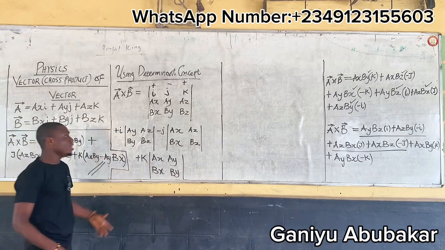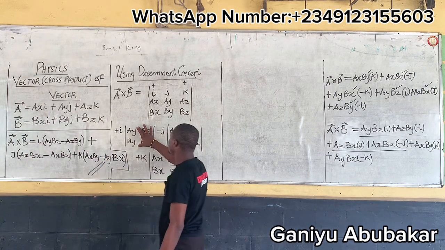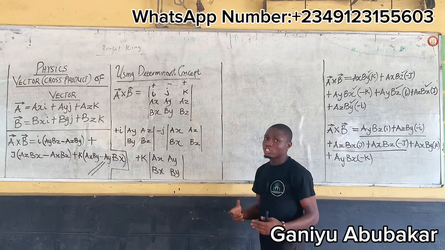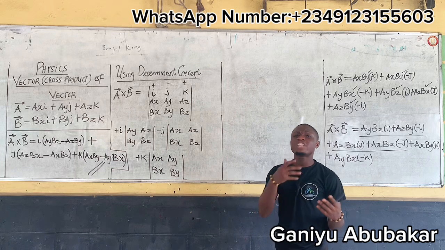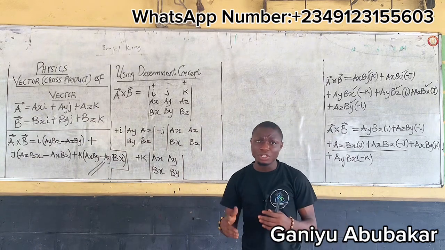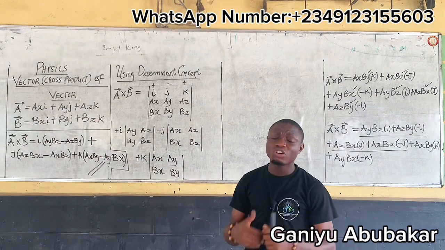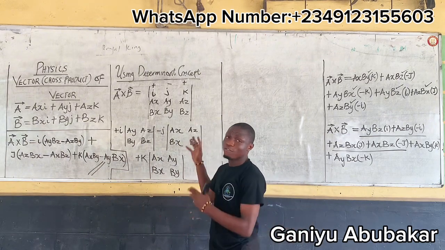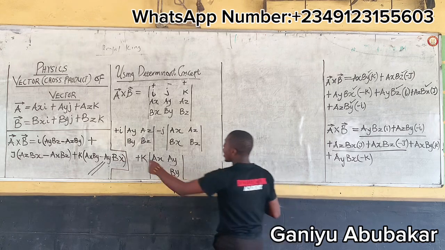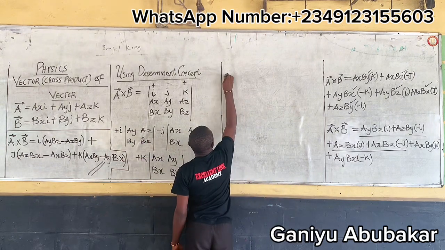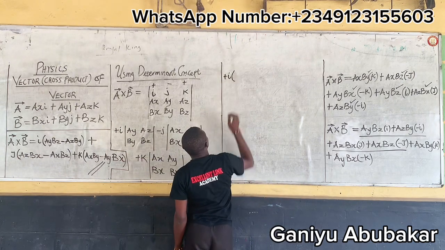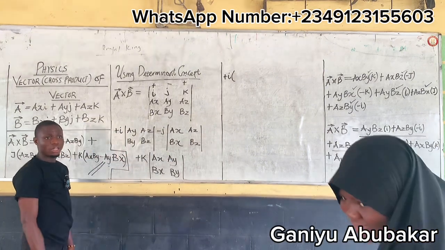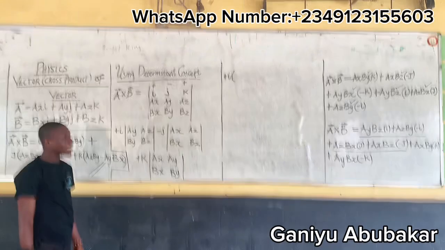Next up, observe that these ones here are 2 by 2 determinants, so I'm going to evaluate them using 2 by 2 determinants. If you don't understand matrices and determinants very well, you can't get this concept well. So I'll drop a link to the mathematics video that will help you understand determinants so you can flow with this. From here now, I'll have plus I, open a bracket this way.